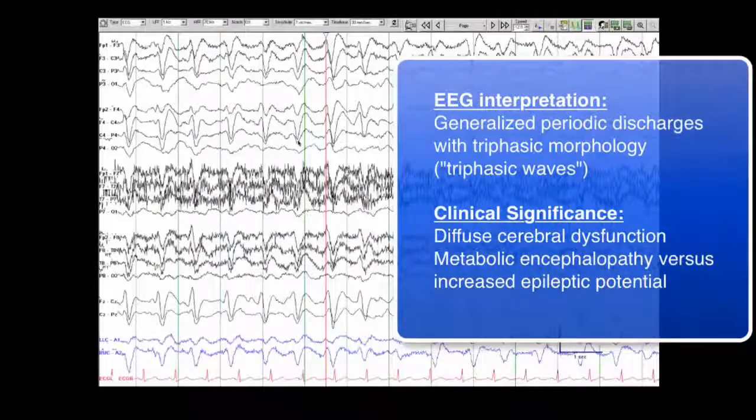Traditionally, these would be known as triphasic waves, which were often seen in metabolic encephalopathy, such as renal or hepatic encephalopathy. However, we know that generalized periodic discharges are a nonspecific finding and can be associated both with encephalopathy and with a predisposition towards seizures.